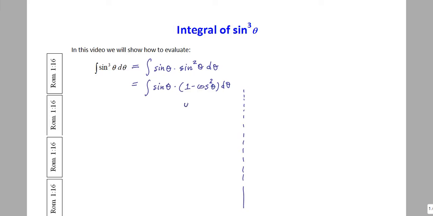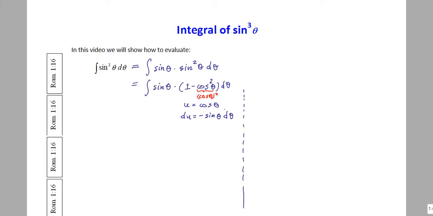So if I say u is equal to cos of theta, and I'm looking ahead and looking at this as cos squared theta, as cos theta being squared. Okay, it's the same thing. Then, if I let u be cos theta, then du is equal to minus sine theta d theta.